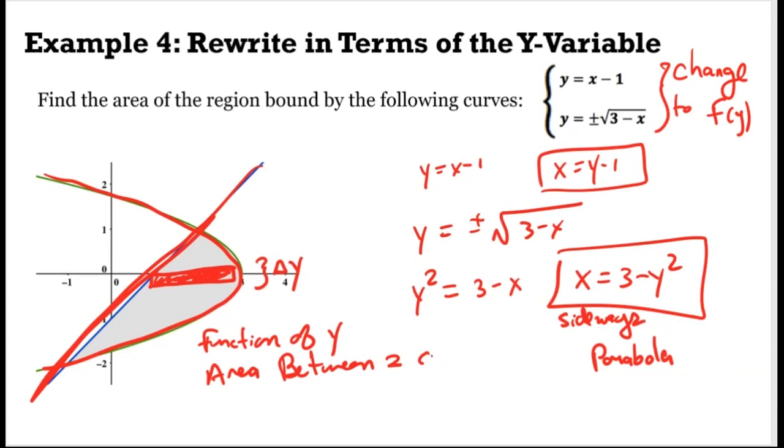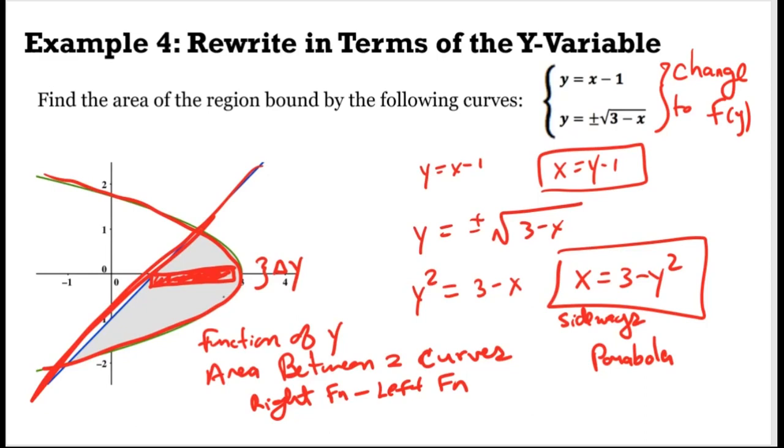So for a function of y, the area between two curves is the right function minus the left function. And this should make sense because when you do top minus bottom, the top is where y is positive and the bottom is where y is negative. So you do positive minus a negative and you get a positive result for area between two curves.